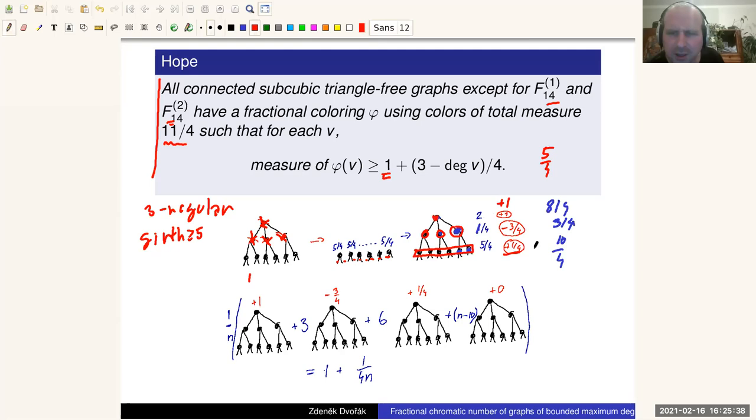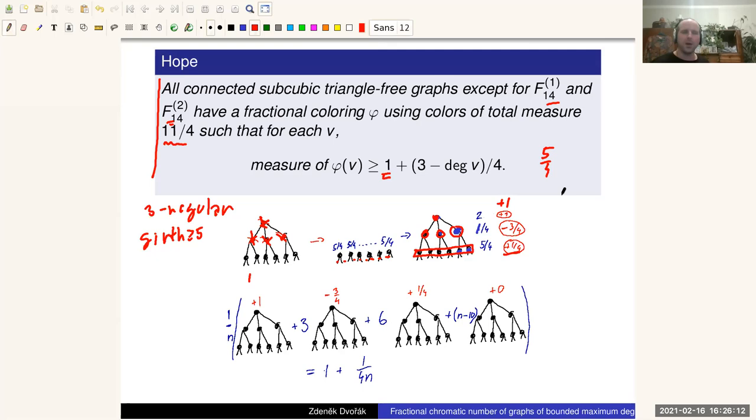Three quarters less than what they need. So what do we do? Well, we got this coloring not just for a single vertex, but we got it for every vertex of our graph. So we have these n fractional colorings of our graph. And then we go back to this fact about the linear programming formulation, from which it follows that you can take the convex combination of these colorings.